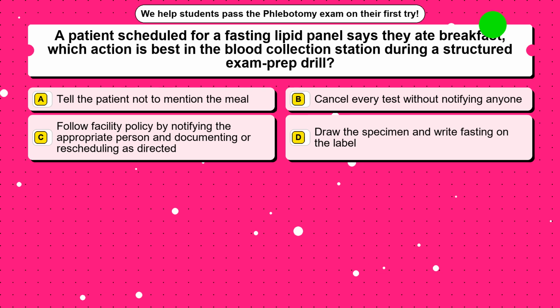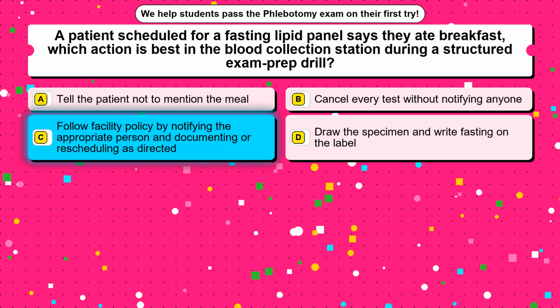Question 51. A patient scheduled for a fasting lipid panel says they ate breakfast. Which action is best in the blood collection station during a structured exam prep drill? Option A. Tell the patient not to mention the meal. Option B. Cancel every test without notifying anyone. Option C. Follow facility policy by notifying the appropriate person and documenting or rescheduling as directed. Option D. Draw the specimen and write fasting on the label.